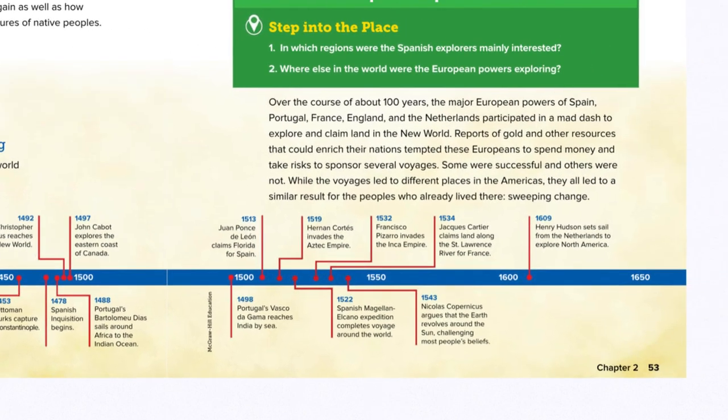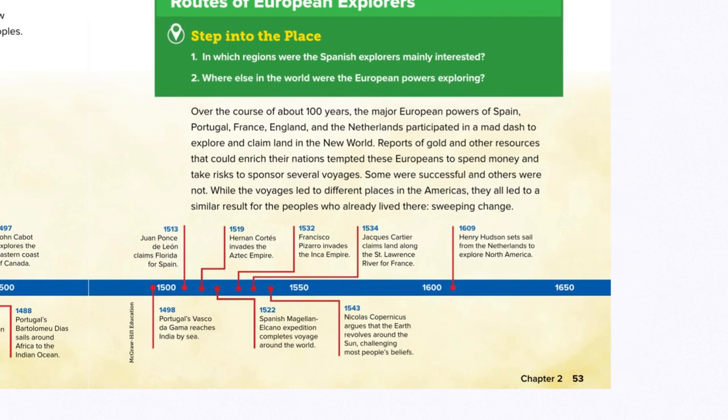All right, let's take a look at the next group of things on our timeline here. So remember, timelines happen sequentially. So it goes from oldest to youngest. So this happened a long time ago. This happened more recently. In 1498, Portugal's Vasco da Gama reaches India by sea.